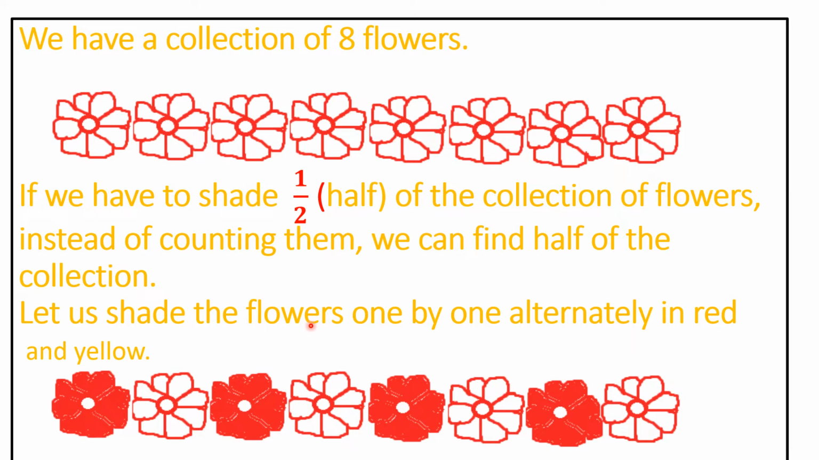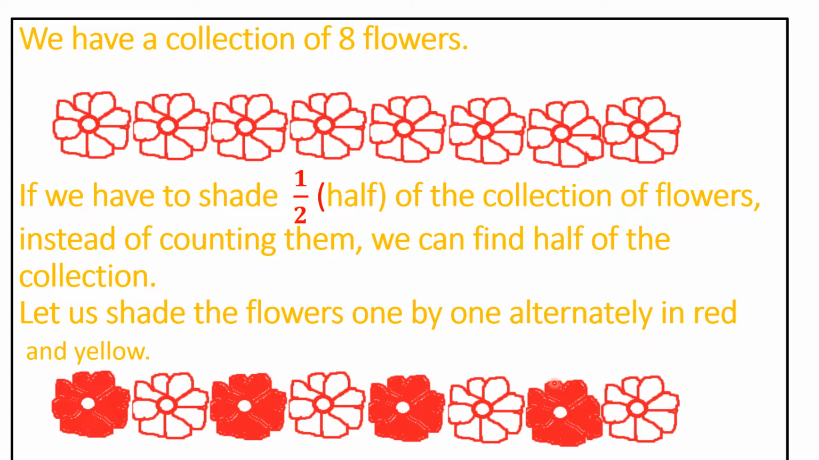So let us shade the first with the red color. Again, leave the second one. Now third with the red color. Again leave the fourth one. Fifth with the red color. Again leave the next one. Now this with the red color. So shade the flowers one by one alternately.